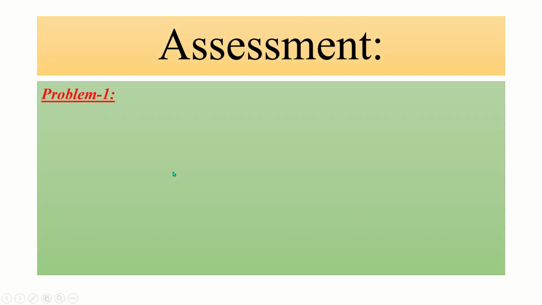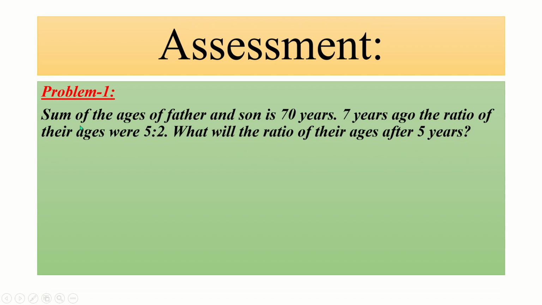Assessment problem 1. Sum of the ages of father and son is 70 years. 7 years ago the ratio of their ages was 5:2. What will be the ratio of their ages after 5 years?